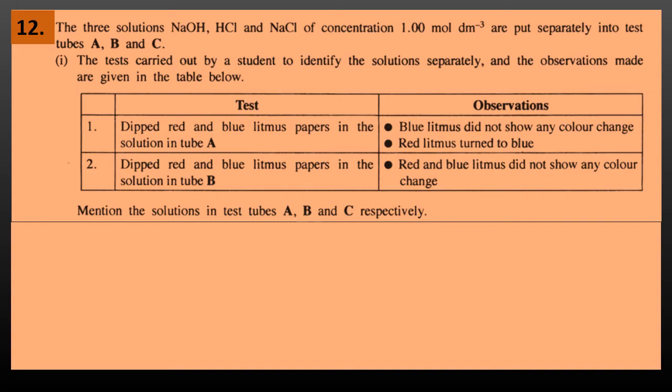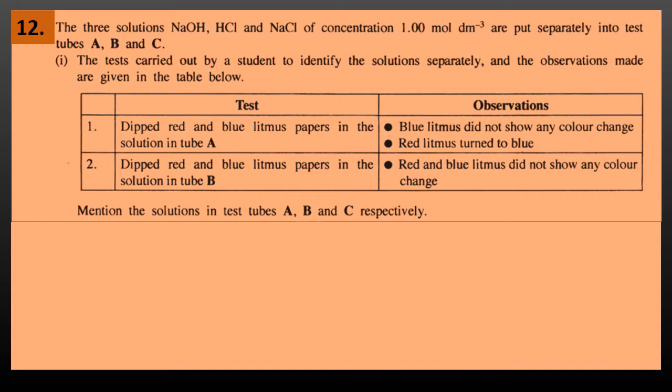Dip red and blue litmus papers in the solution in tube A. Observations. Blue litmus did not show any color change. Red litmus turned to blue. Test 2. Dip red and blue litmus papers in the solution in tube B. Observations. Red and blue litmus did not show any color change. Mention the solutions in test tubes A, B and C respectively.